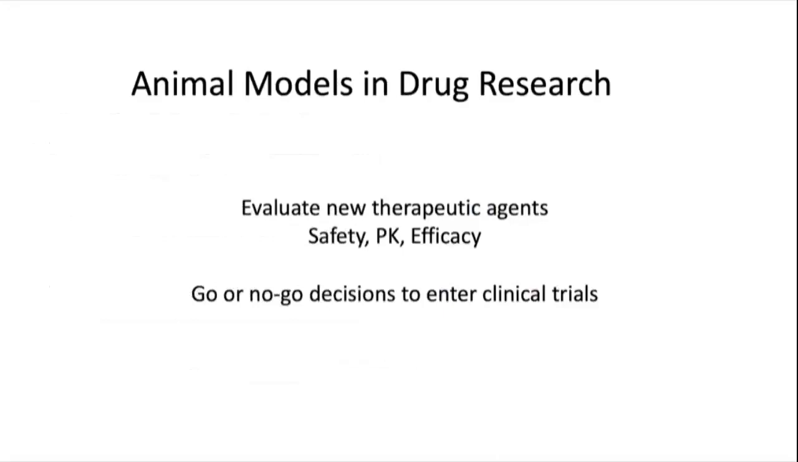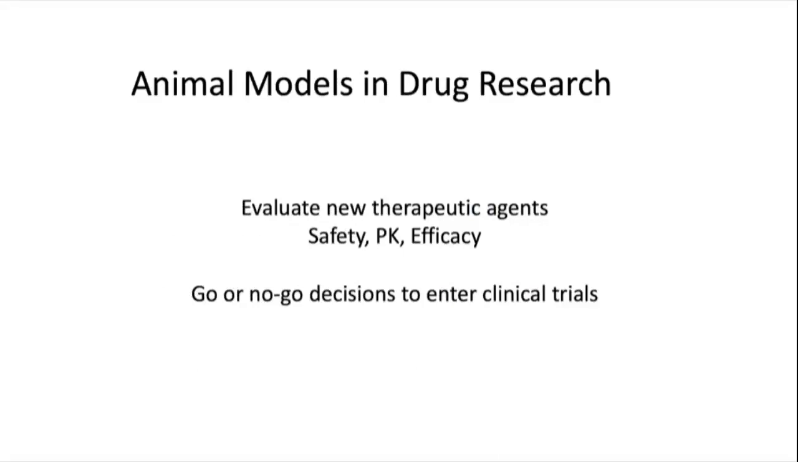If you look at animal models in drug research, we use them mostly to test a new therapeutic agent when you develop it. There are three aspects we are interested in: safety, pharmacokinetics, and efficacy. So we are more concerned with efficacy. The rest of them I will not really discuss today.